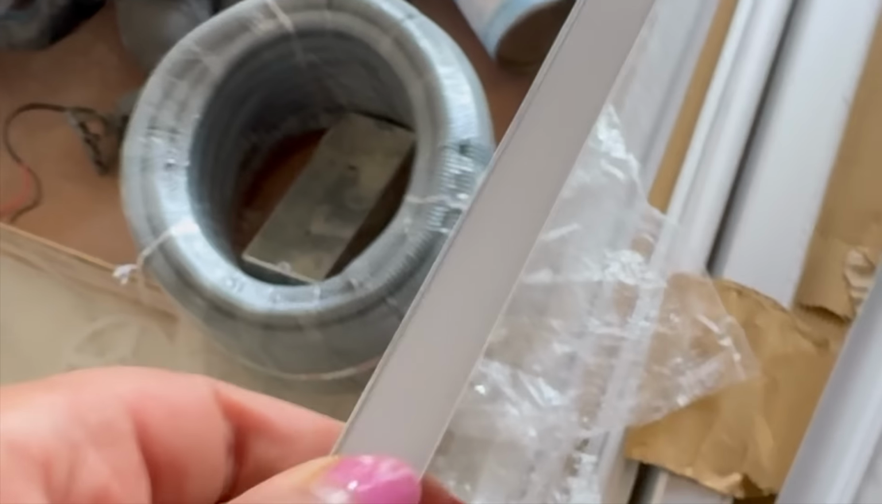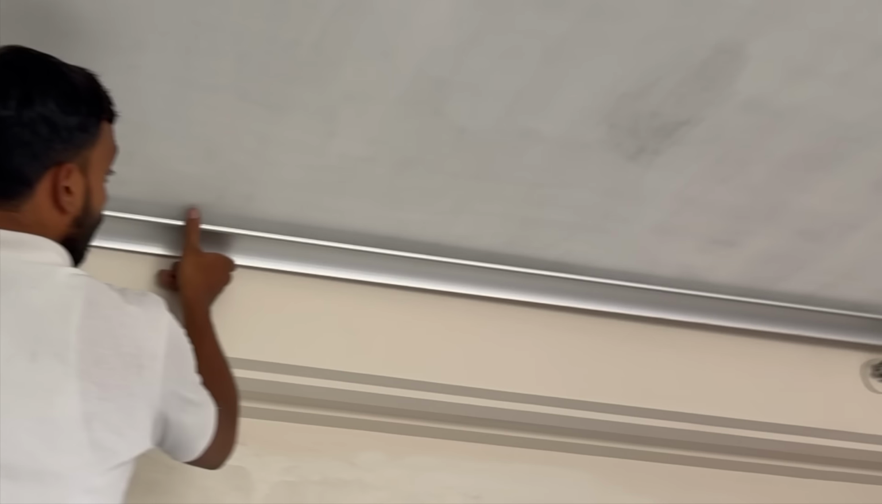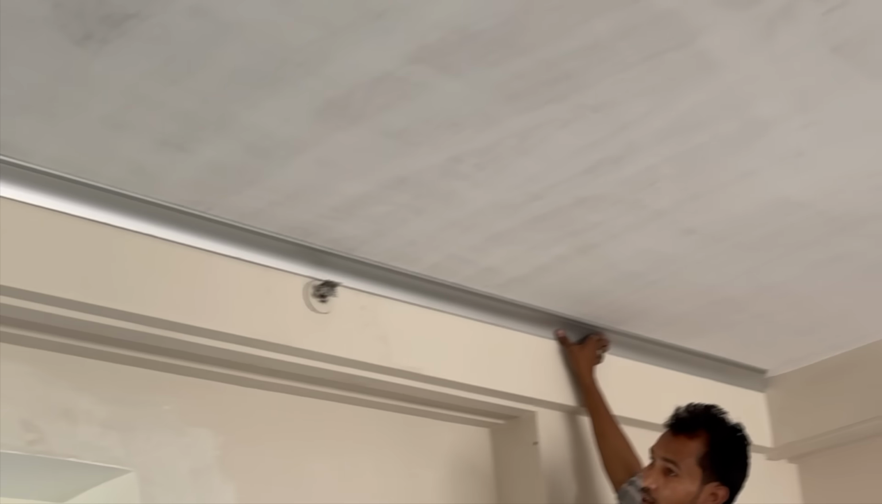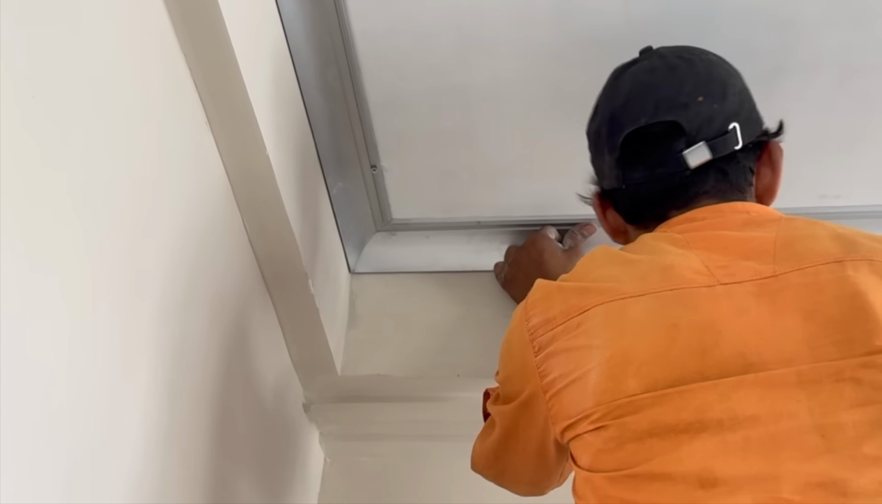So it comes like this. It is paintable. You can adjust it and simply install it onto the corners of your ceiling and wall, and it turns out to be a beautiful cove light without false ceiling.